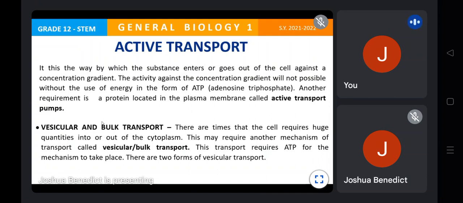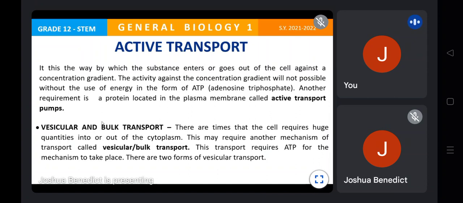Kaya kailangan siya ng adenosine triphosphate. And bukod sa ATP, meron pang protein na nasa cell membrane na tinatawag na active transport pumps na tumutulong sa active transport. Kasi nga, kailangan talaga ng cell ng energy para magawa ito, kasi it goes against the concentration gradient, kung saan from low concentration, pupunta ka sa high concentration. Imagine na lang ganito. You use more energy pag umaakyat ka kaysa pag bumababa ka, di ba?